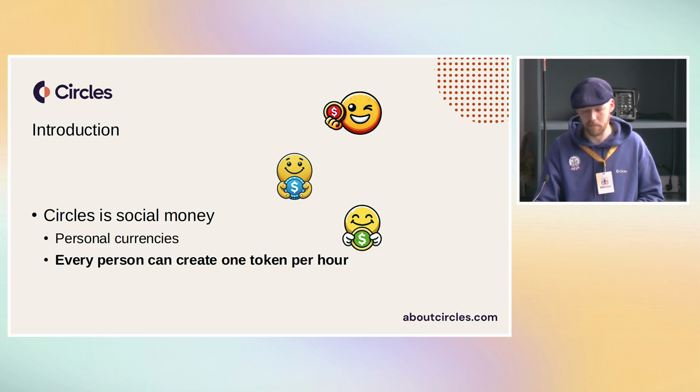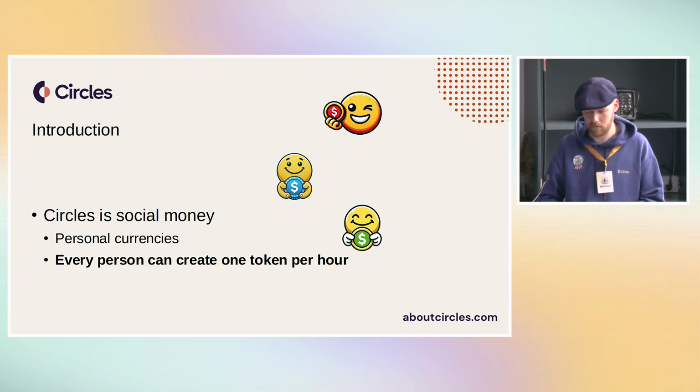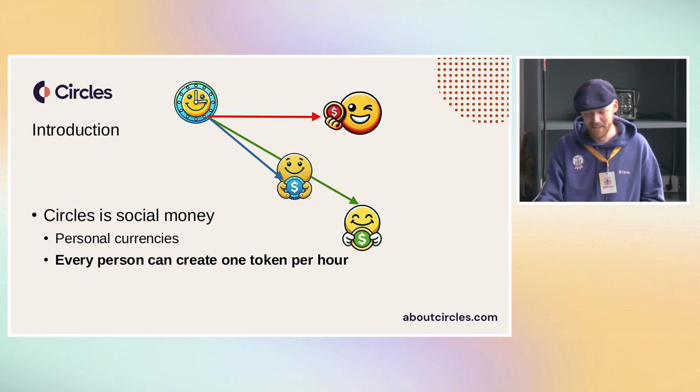So how are these tokens minted, or how do they come to be? Every person can mint exactly 1 circle per hour. This ensures that there is a fair issuance no matter when you enter the protocol, so there shouldn't be a FOMO for that case. This is how it works. 1 hour of time is exactly 1 circle.